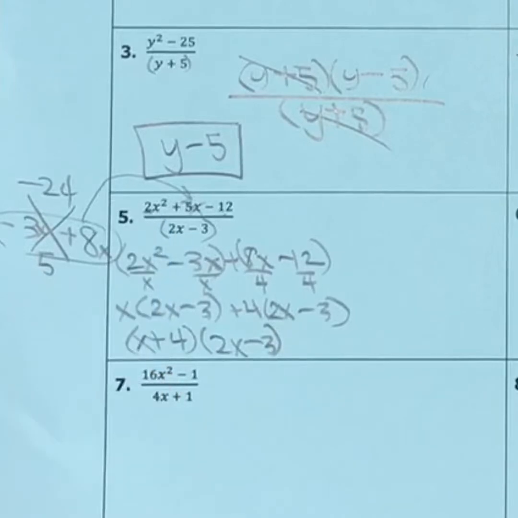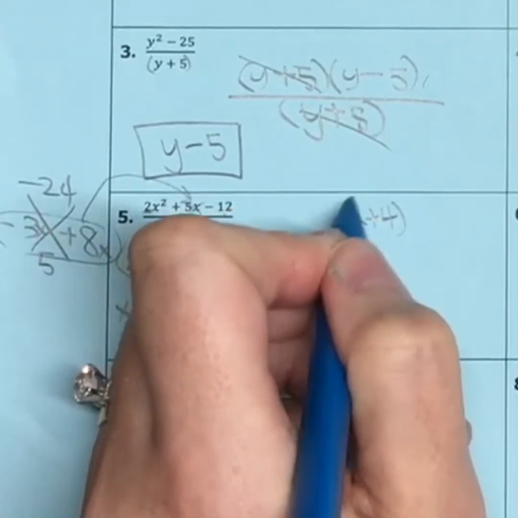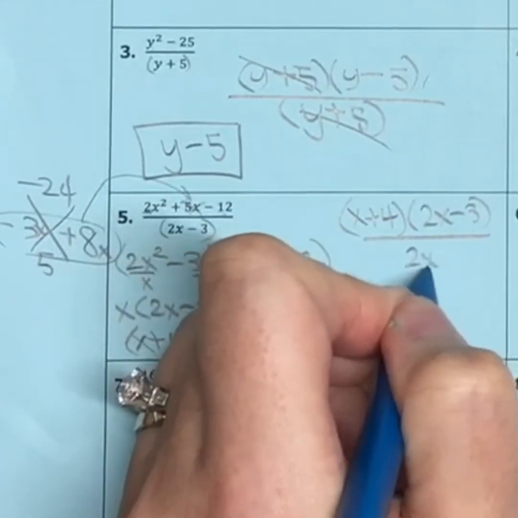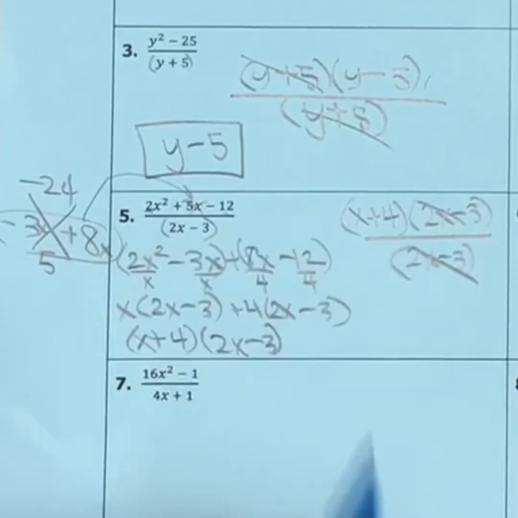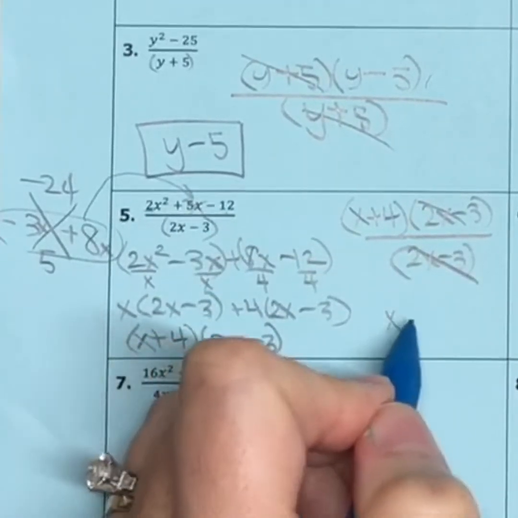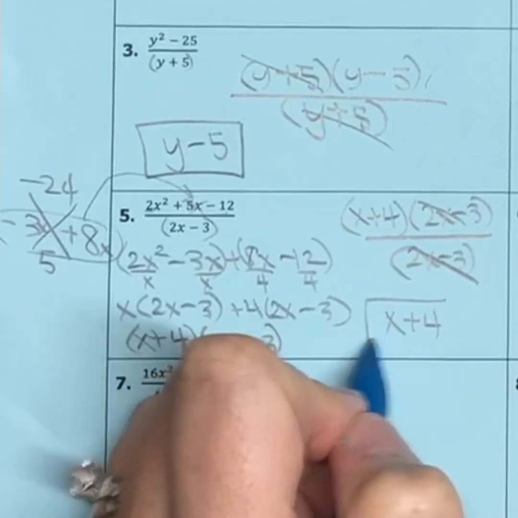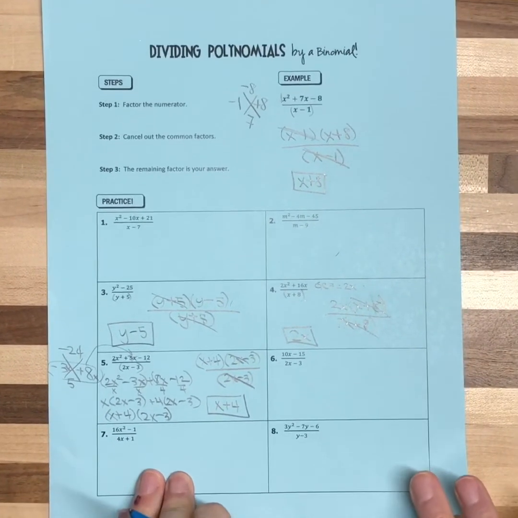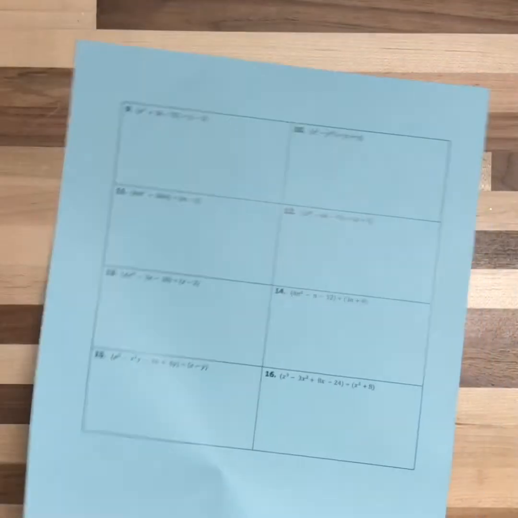So it's x plus 4 times 2x minus 3, which is what the numerator factors into. Since the denominator is 2x minus 3, we know that those two factors divide out, and the final answer is x plus 4. Okay, let me see if there's another type.